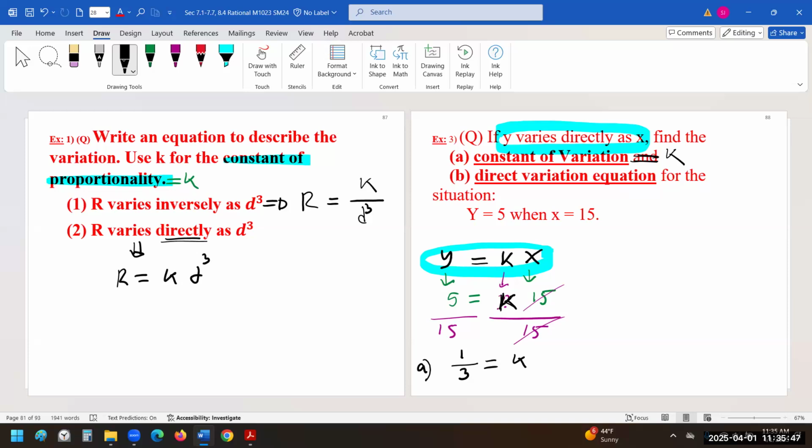And now B says, once you know your factor, now write your equation again by replacing your constants. So for B, you write Y equals Kx again. But this time we know what K is. So we replace our K with 1/3.